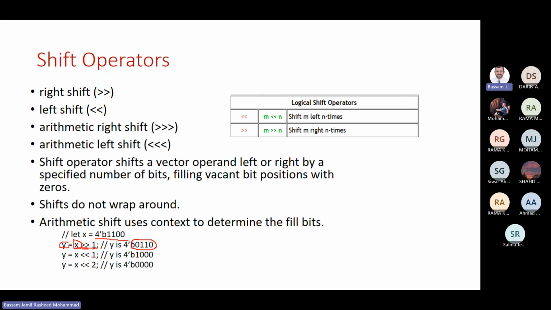Now I want to shift not to the right but to the left, 1 bit position. And I want to shift to the left 2 bit positions. So these are the shifting operators, and this is the syntax. This is the variable, and this is how many bits we are shifting to the right or to the left.